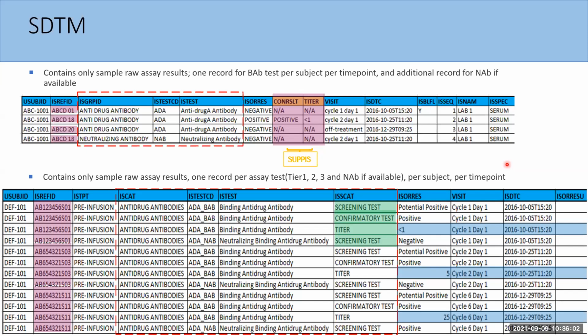So now let's take a look at the analysis datasets. This is the slide we just talked about. You see the confirmatory and titer show as subcode variables of the IS dataset. And in the latter one, you see the raw data presented in the vertical structure.